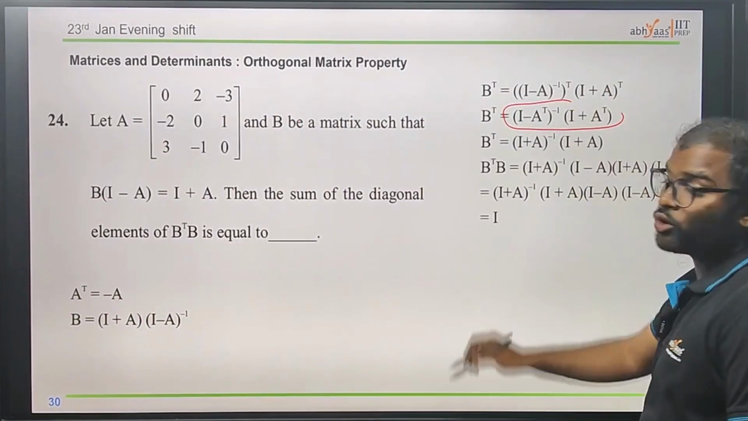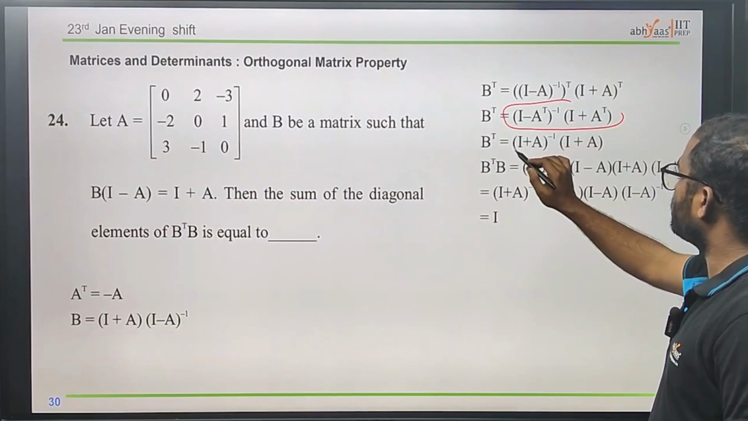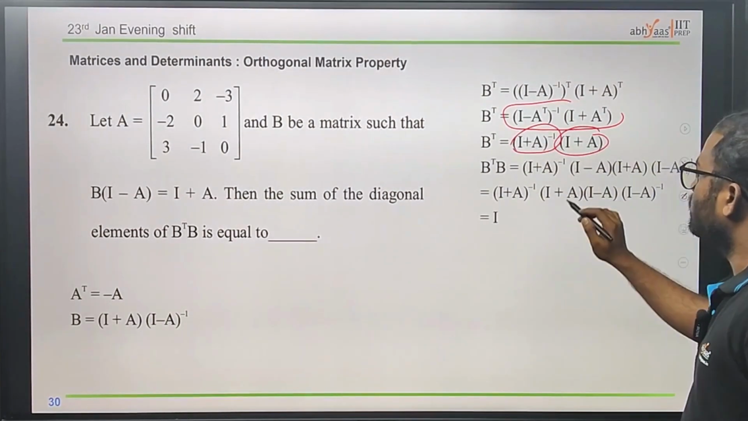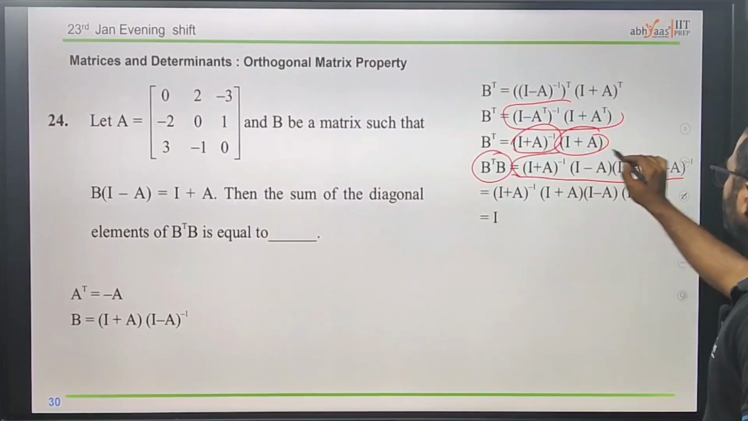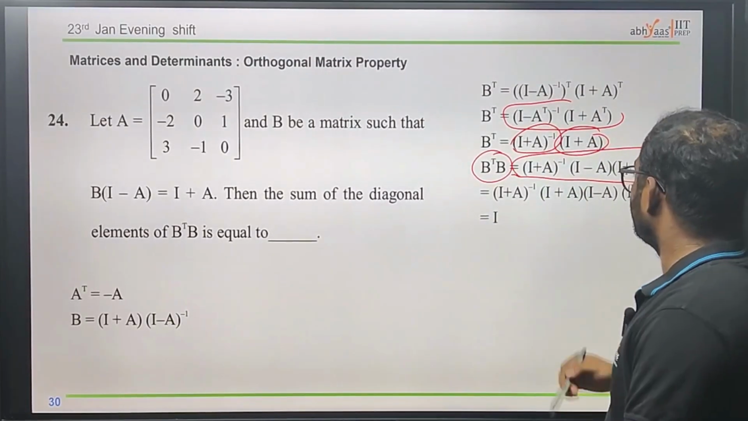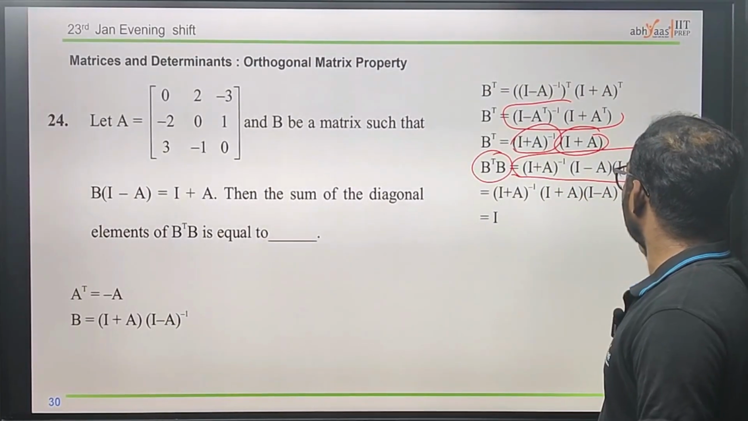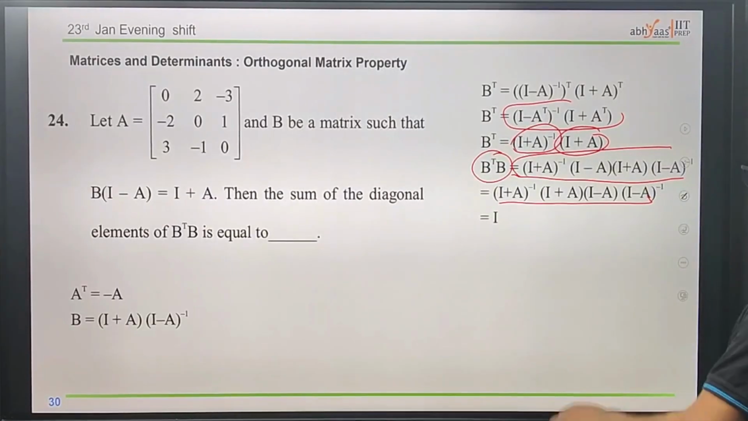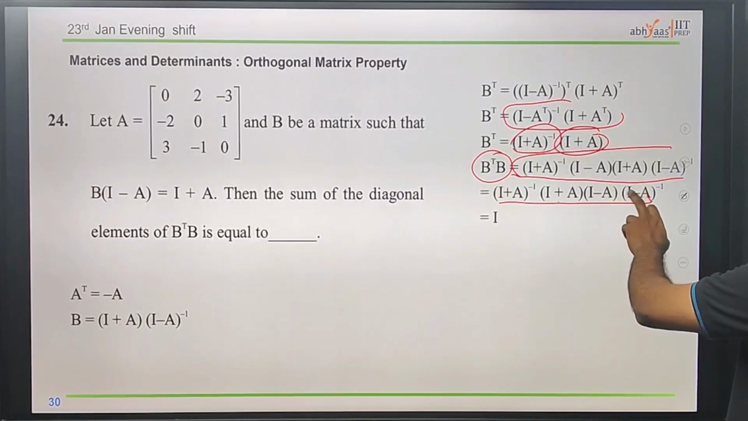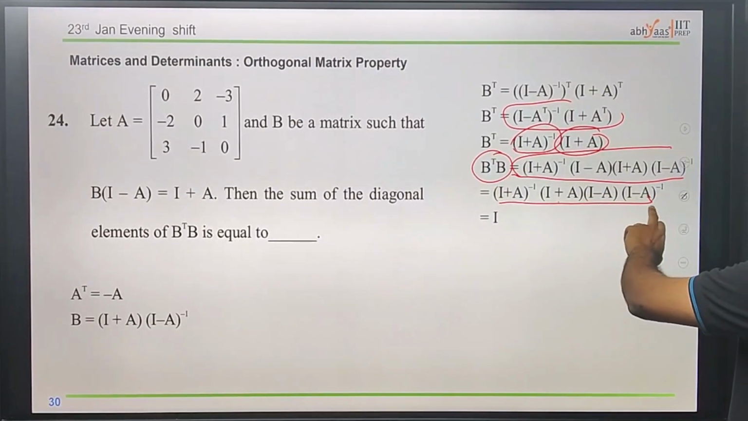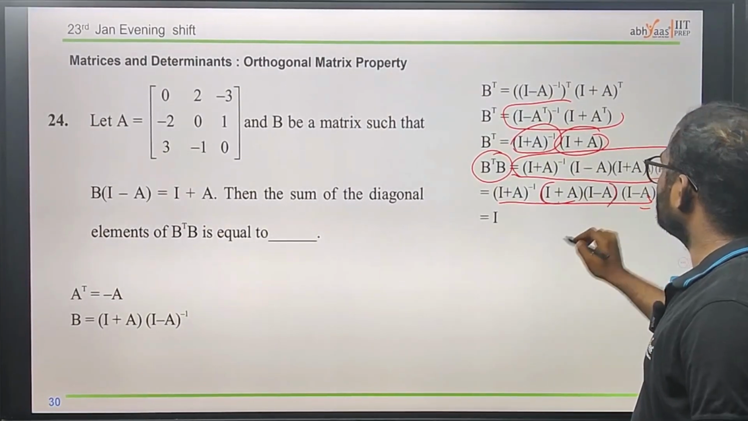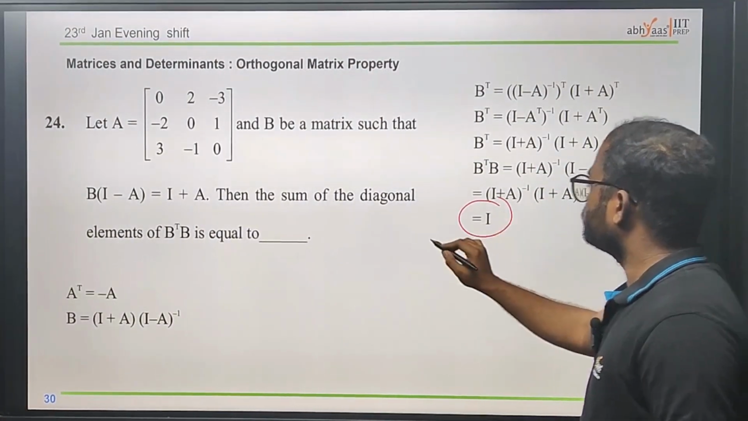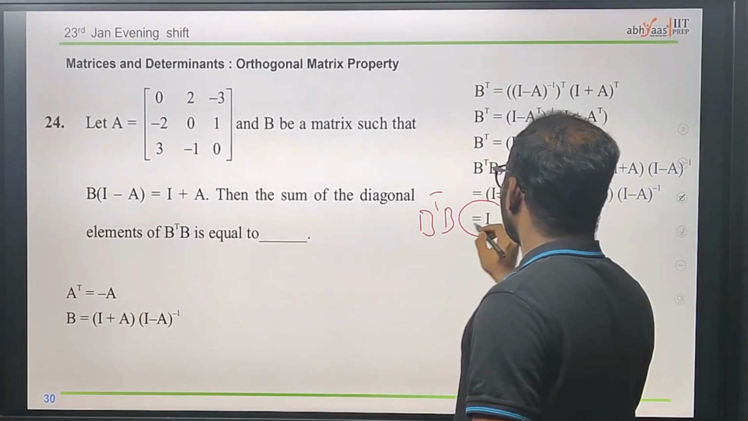Just do these algebraic operations. By using the properties, this can be written like this and this can be written like this. Now B transpose B can be written as this one. Now this can be 1 plus A inverse, taking this as common. Now we will have 1 plus 1 minus and I plus I minus inverse. Now we got the total, and that's how we got B transpose B as the identity matrix.